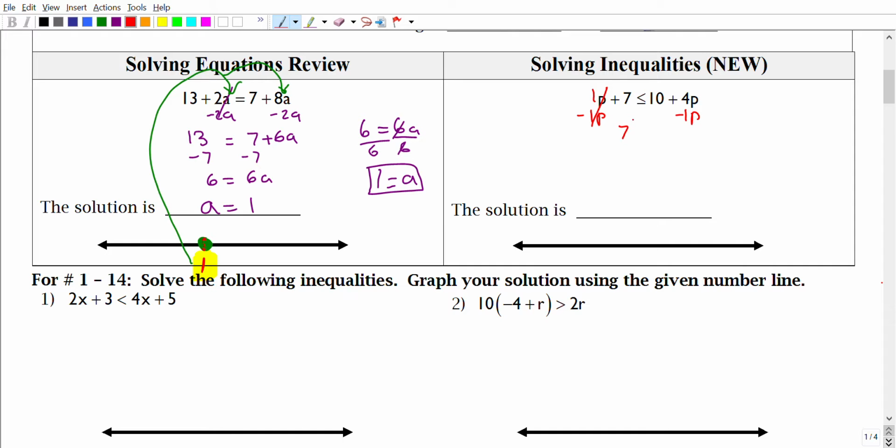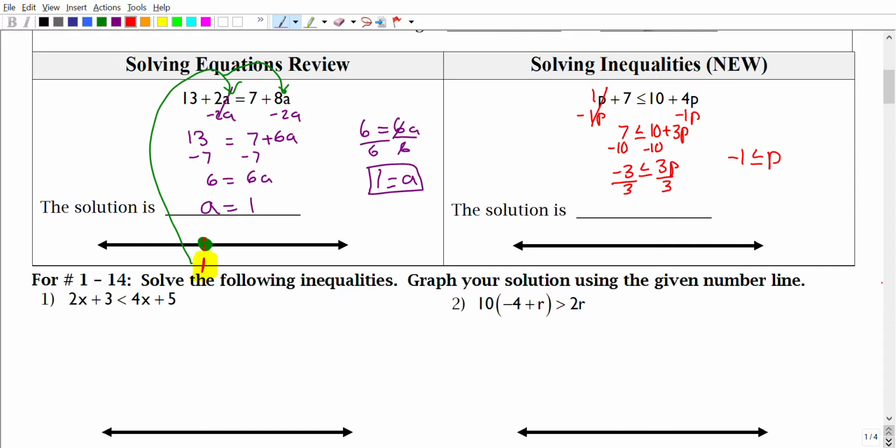So what do I get? I get 7 is less than or equal to 10 plus 3p. Now we just continue solving like we have before using SADMAP. So subtract 10, so I get negative 3 is less than or equal to 3p. And notice how I didn't flip because I subtracted a 10. I didn't multiply or divide, I just subtracted a 10, so I don't flip the sign. Last step here, divide both sides by 3. So I get negative 1 is less than or equal to p.